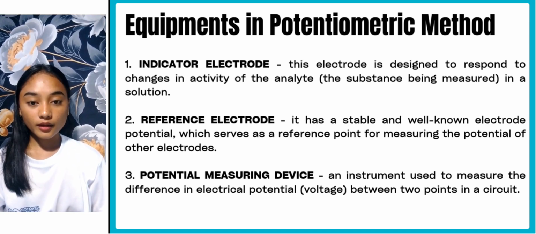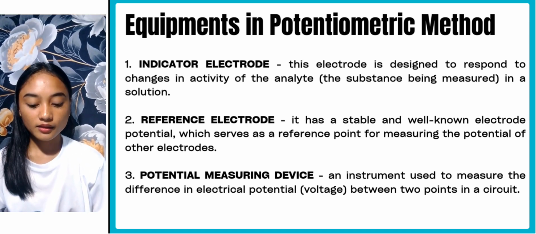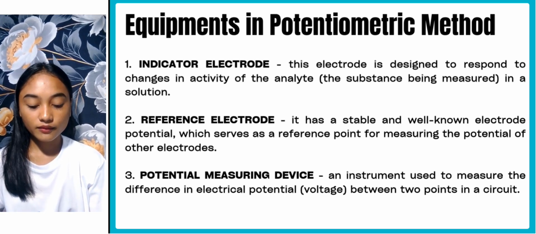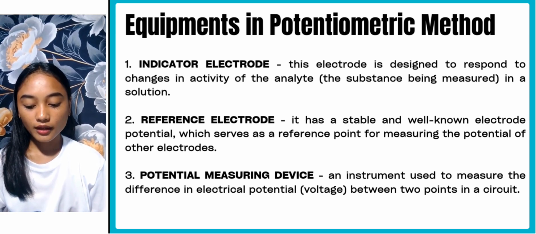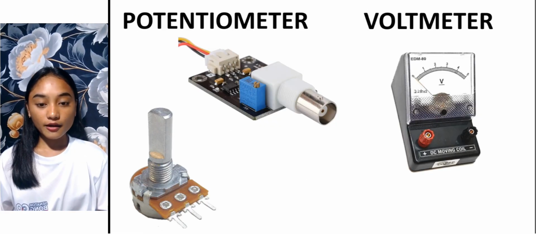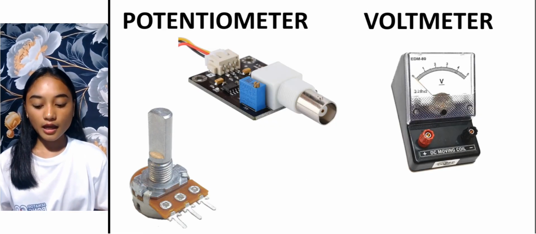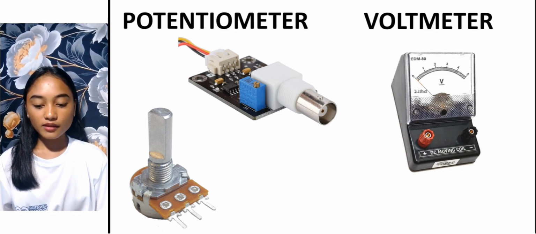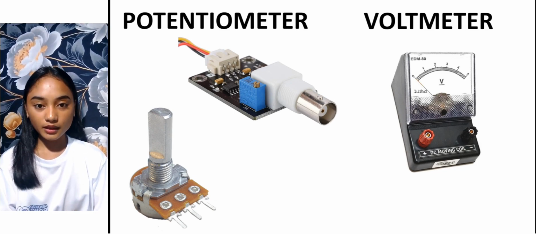And then the third one is the potential measuring device, the instrument used to measure the difference in electrical voltage or electrical potential between 2 points in a circuit. We have here the two types of potential measuring device. The first one is the potentiometer and then the voltmeter.